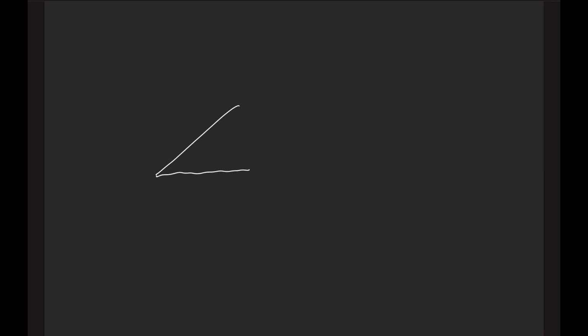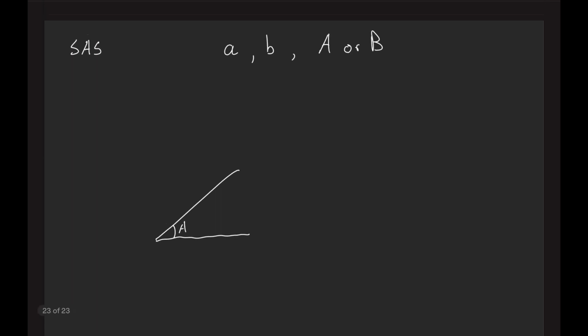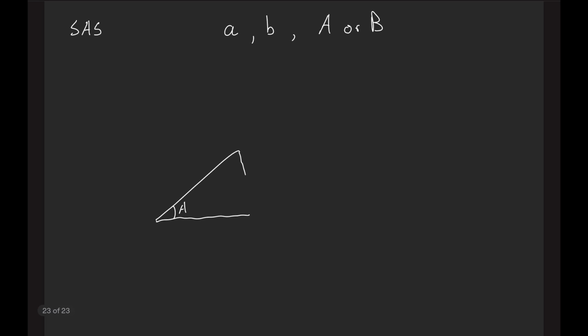Now let's imagine that we're given an acute angle and two sides. When we try to solve the triangle, we might find that one, no triangle is possible; two, only one triangle can be made; or three, two different triangles can be formed. So let's look at each case. Number 1, we are given length A and length B.